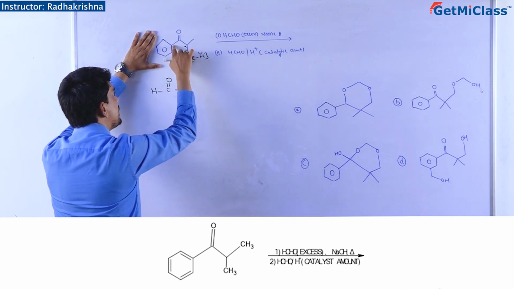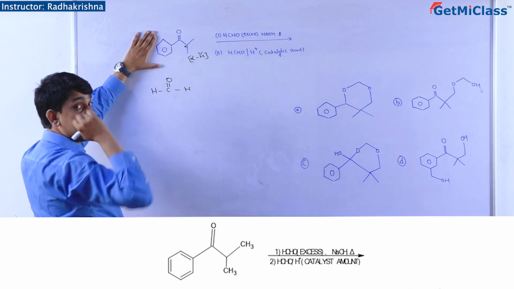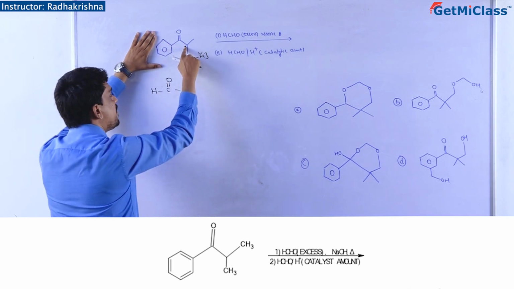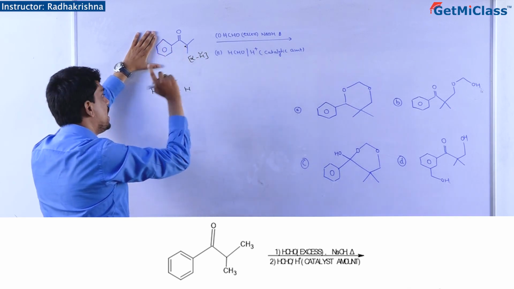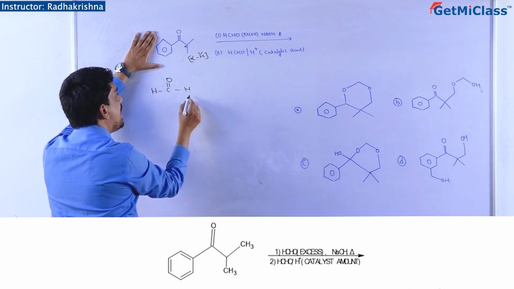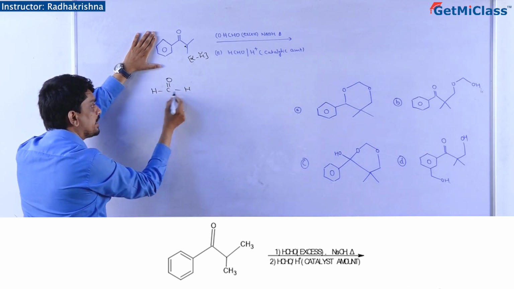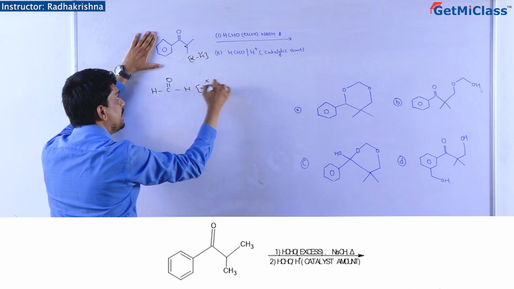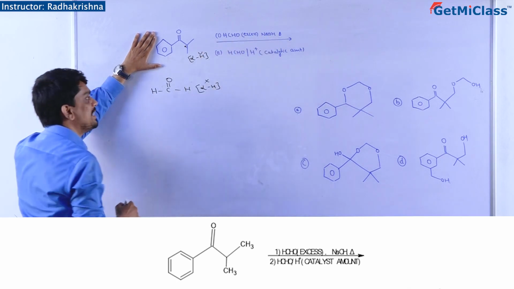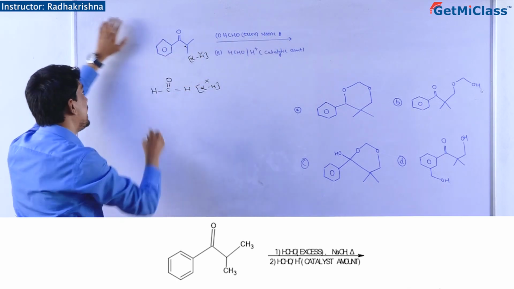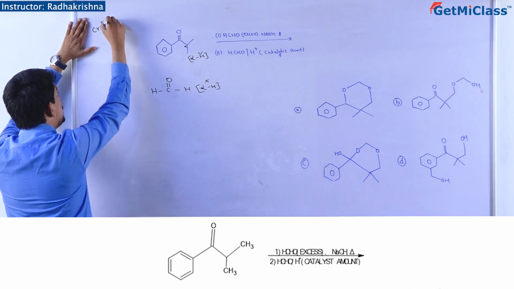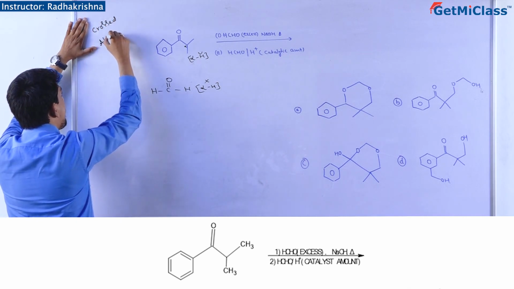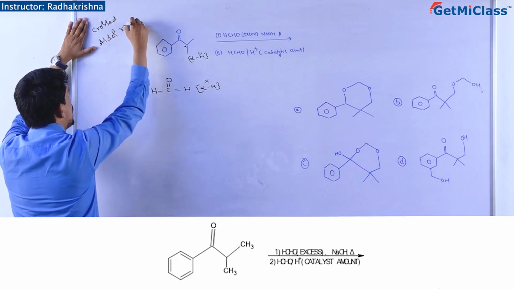But here there is no alpha hydrogen. So let me rub that off. Here you have one alpha hydrogen without any doubt. Formaldehyde, carbonyl, it is not attached to any carbon. So alpha hydrogen here is not there. Sodium hydroxide, alpha hydrogen is there. It is a crossed aldol reaction. Everyone knows it. Crossed aldol reaction.